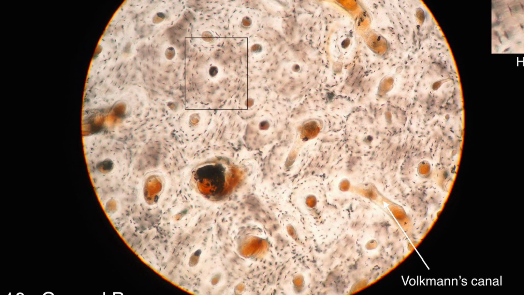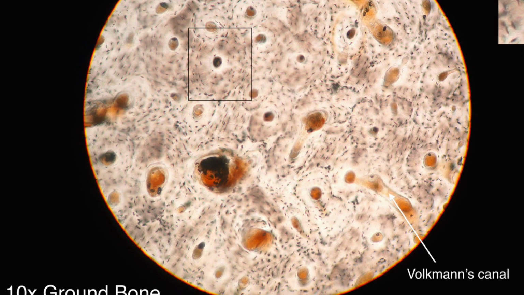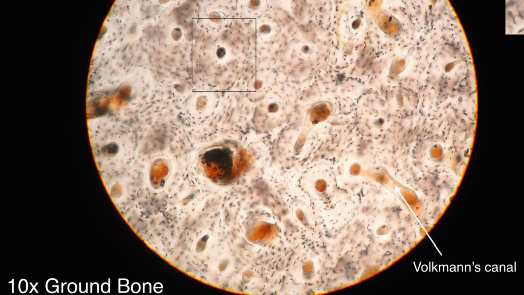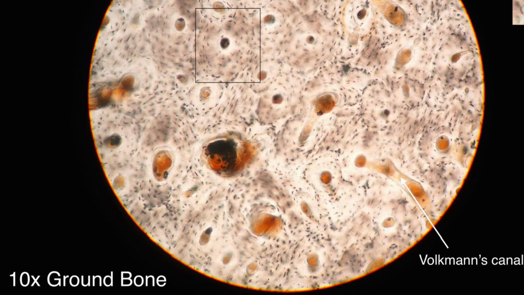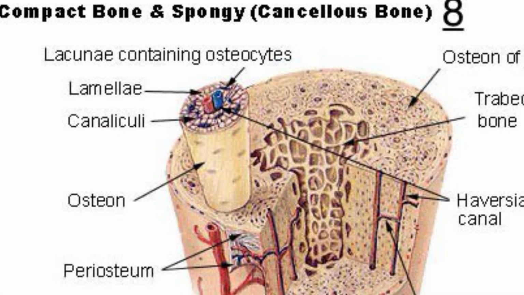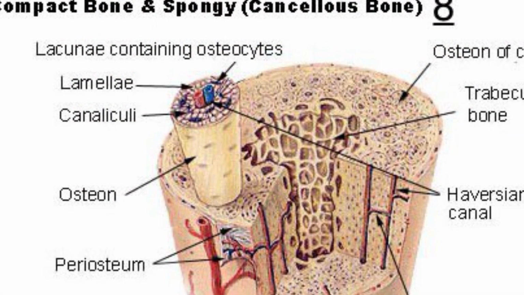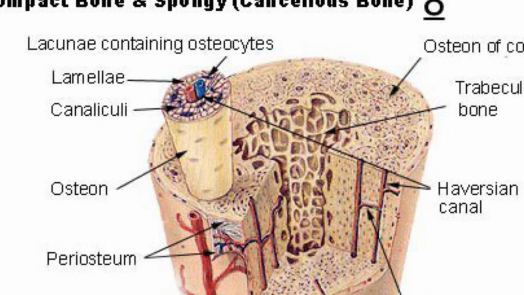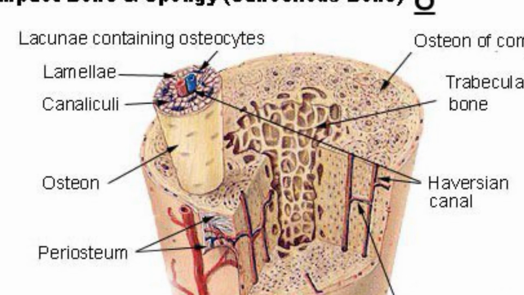The compact bone is organized into osteons, or Haversian systems, which are cylindrical units containing concentric layers of bone matrix called lamellae. At the center of each osteon, a Haversian canal houses blood vessels and nerves, ensuring nutrient delivery and waste removal to keep the bone alive.